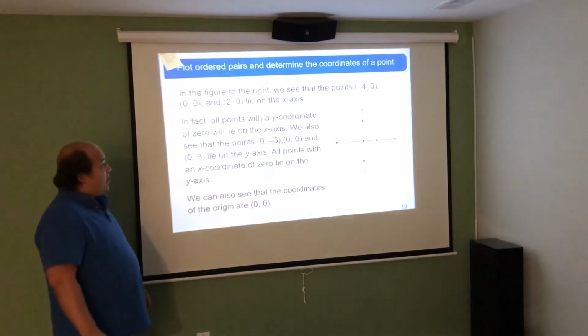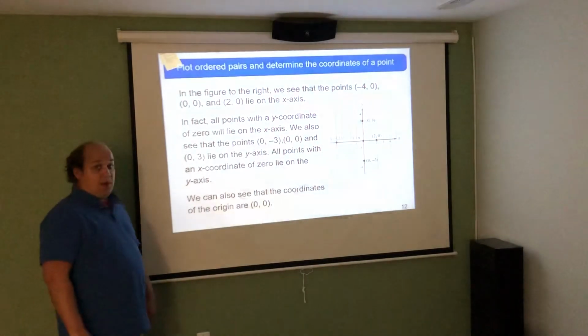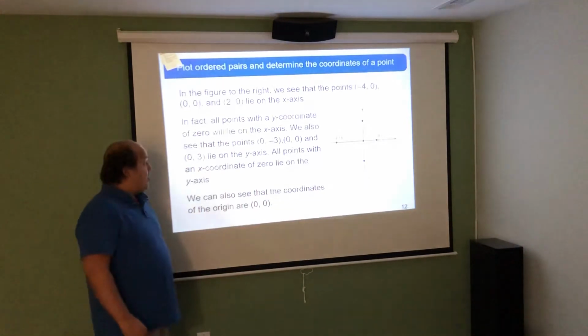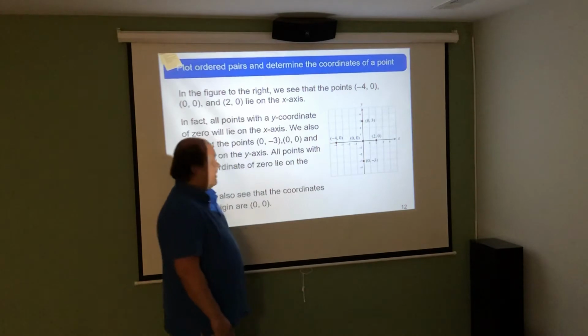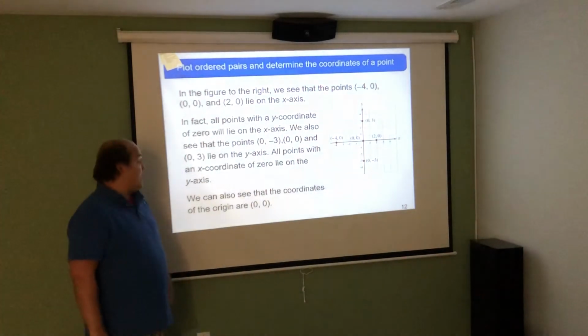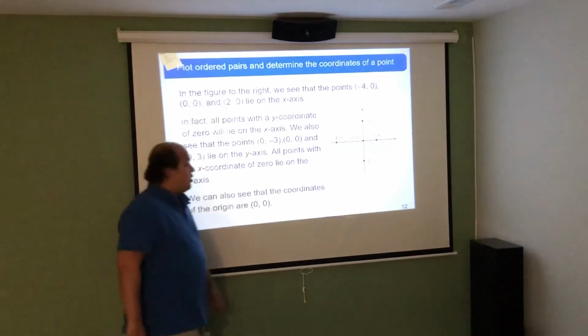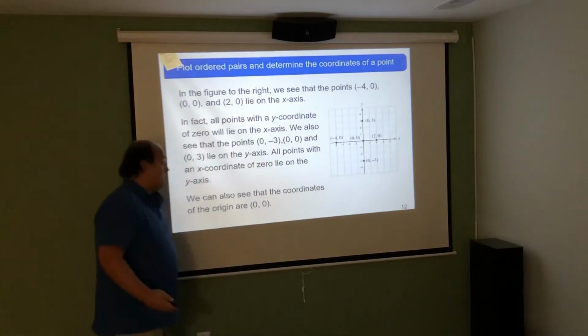In the figure to the right, we see that the points negative 4, 0, 0, 0, and 2, 0 all lie on the x-axis. In fact, anytime that you get a point where the second coordinate is 0, meaning you haven't gone up or down any, it has to lie here on the x-axis. Similarly, if the first coordinate is 0, that means you haven't moved left or right any, which means the point has to lie on the y-axis.